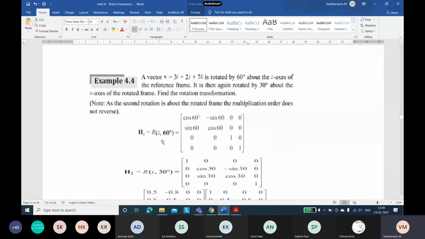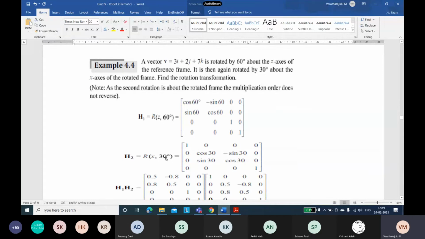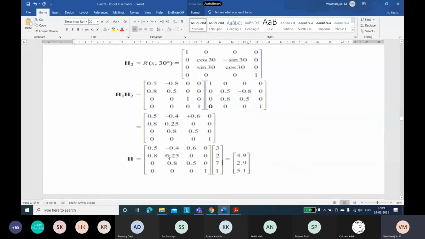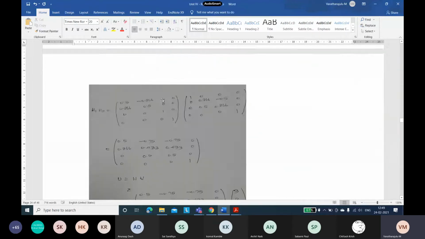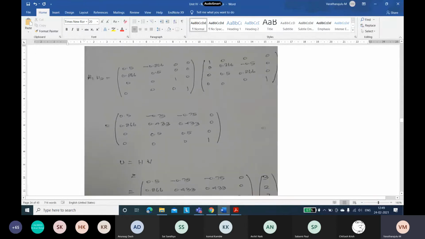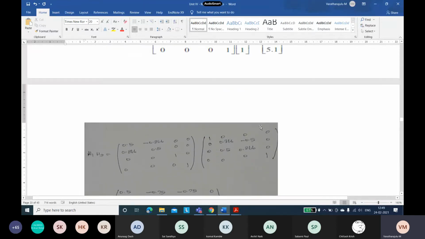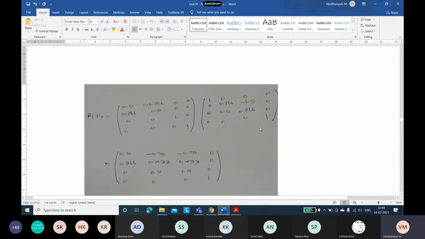The rotation transformation matrices are: Z with 60 degrees, with cos 60, minus sin 60, sin 60, cos 60, and the rest are one along the main diagonal. And instead of theta, we apply 30 for the x-axis, and then we need to do the multiplication. Yes, please make a note of this, H1, H2.